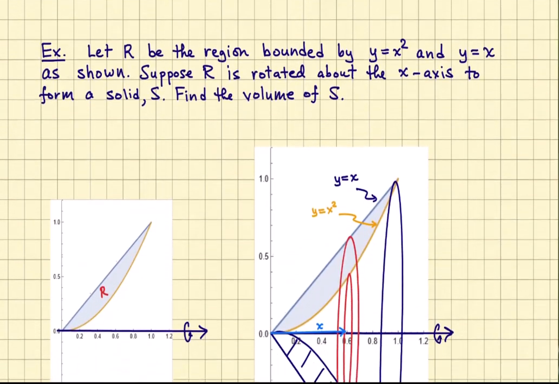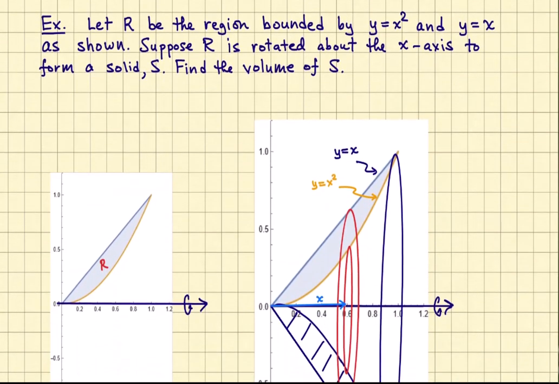Okay, so this time, let R be the region bounded by y equals x squared and y equals x, as shown below. Suppose R is rotated about the x-axis to form a solid S. Let's find the volume of the solid S.